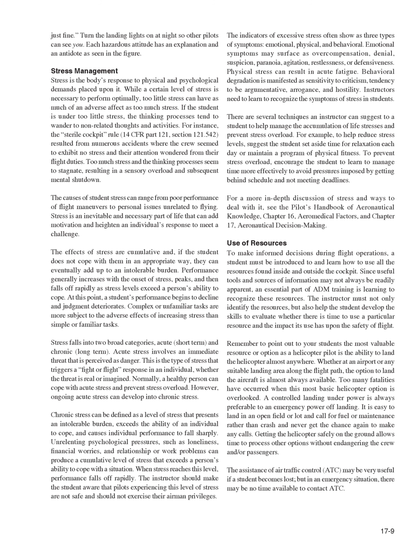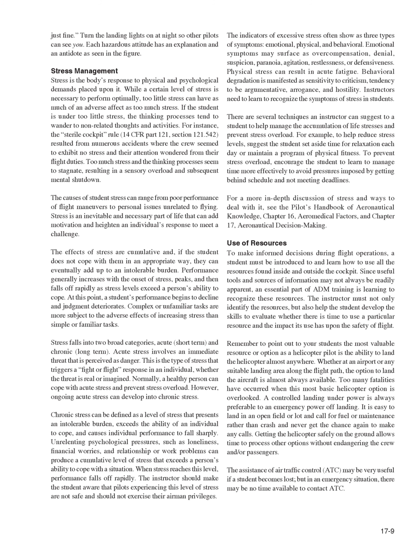Stress falls into two broad categories: acute, short-term, and chronic, long-term. Acute stress involves an immediate threat that is perceived as danger. This is the type of stress that triggers a fight or flight response in an individual, whether the threat is real or imagined. Normally, a healthy person can cope with acute stress and prevent stress overload. However, ongoing acute stress can develop into chronic stress.